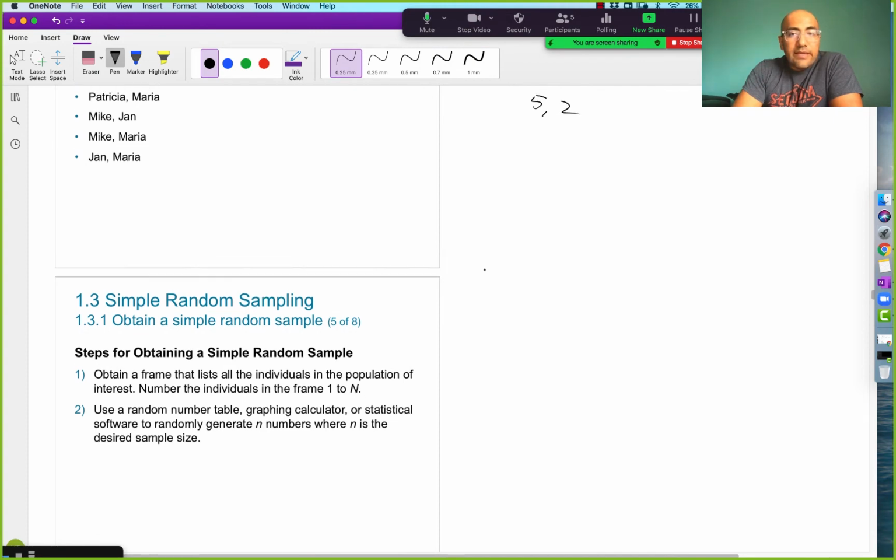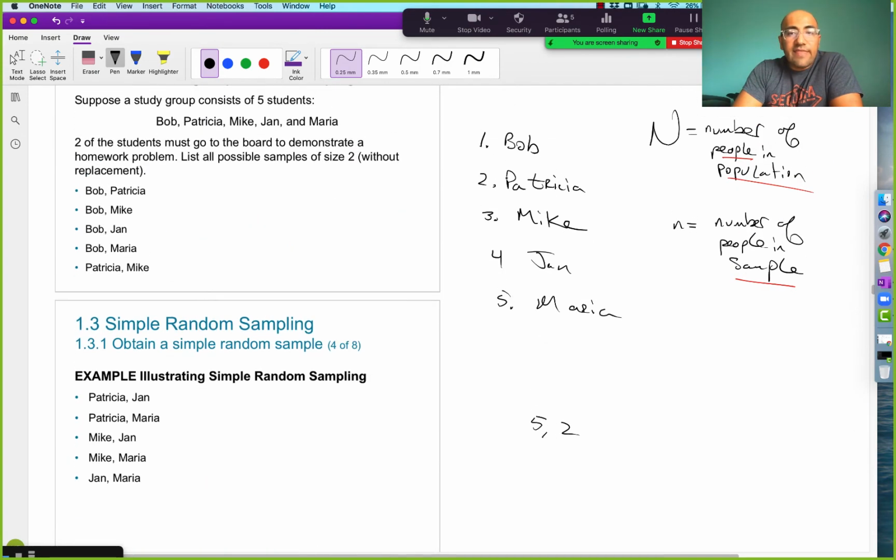And when N is really big, so instead of 5, maybe there's 5,000 names, we don't want to do a little piece of paper with 5,000 people. So a computer program does a better job of repeating the same process. Good.